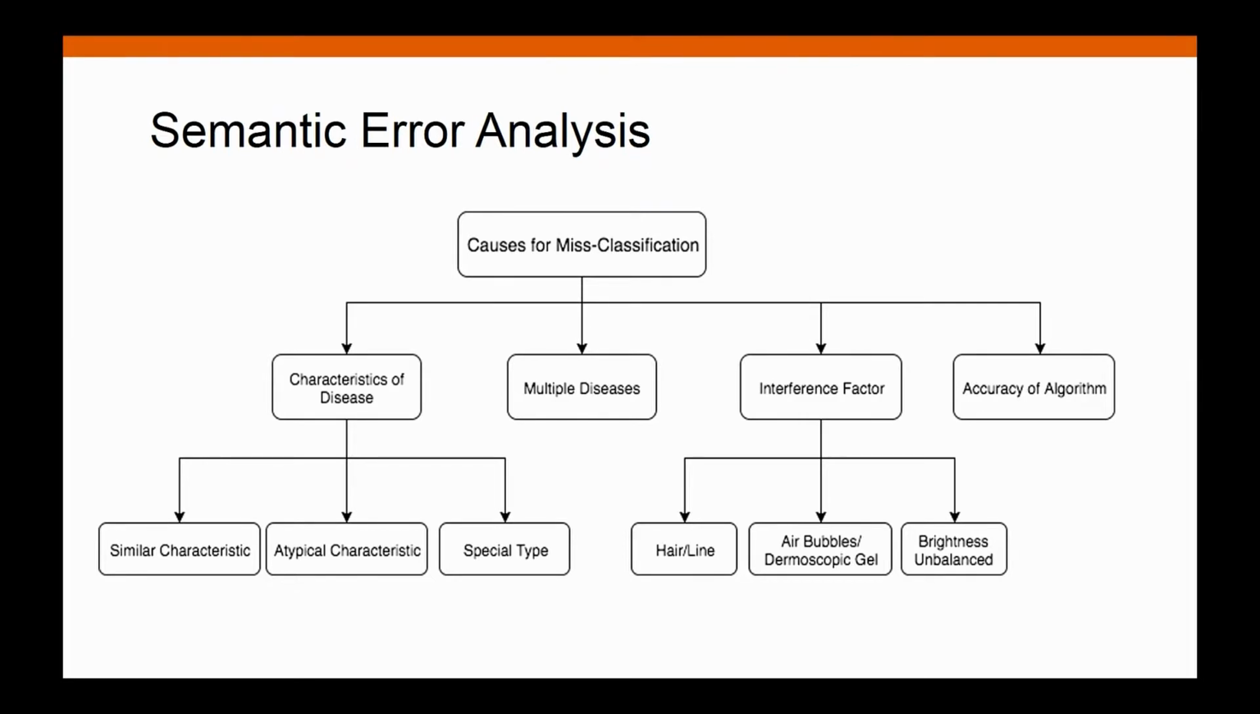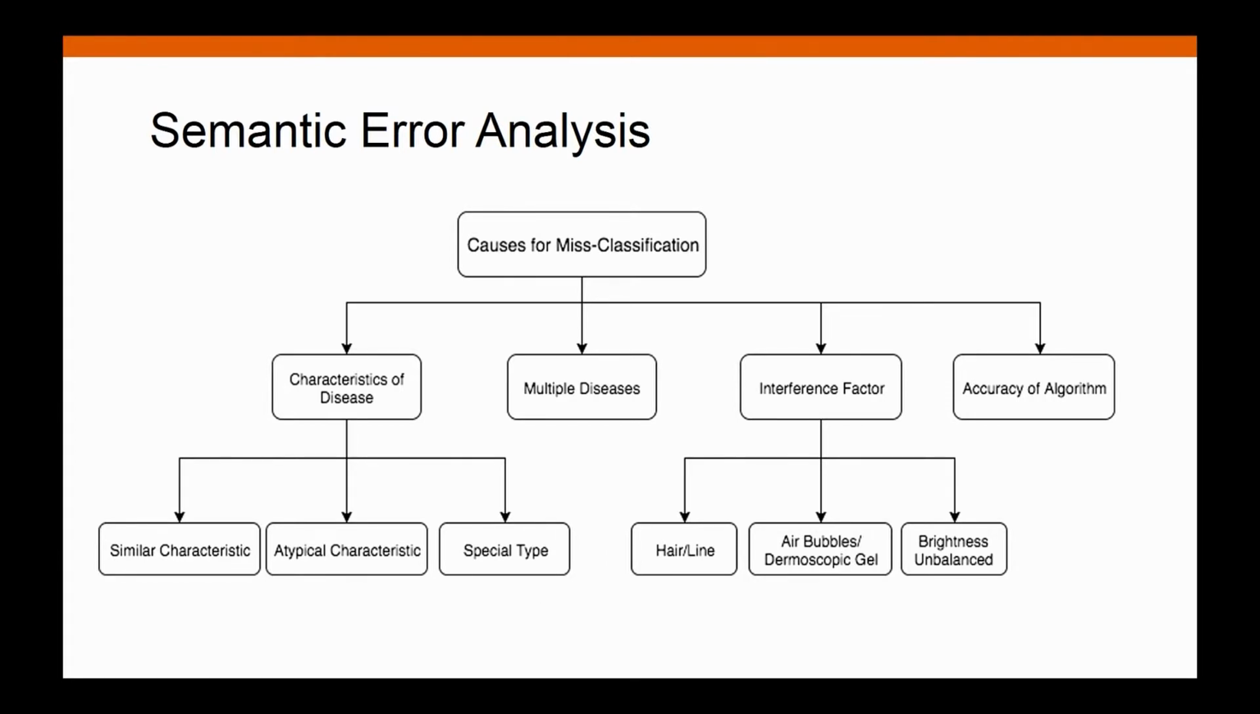So here is the semantic error analytics that we did. There are two informaticians and two dermatologists involved. We created 3 main causes of the misclassifications, and those are all a summary based on our discussion of specific images from the misclassified results. So there are 4 main kinds.